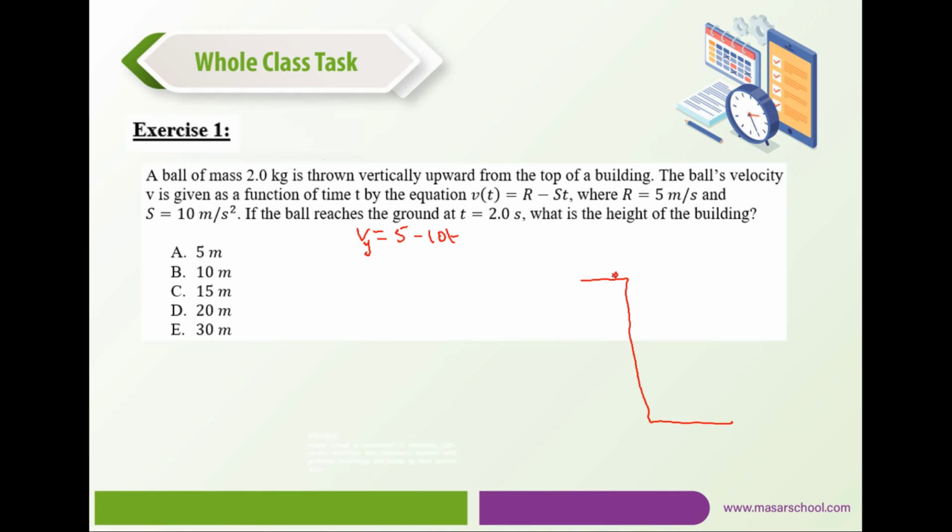So this is thrown upward. In this case, because the initial launch is upward, I'm going to take the y direction to be up. I don't know if we're going to use it, and that would be the origin. So it will take the following path and it will reach the ground. This is the building, and we need to determine this height.